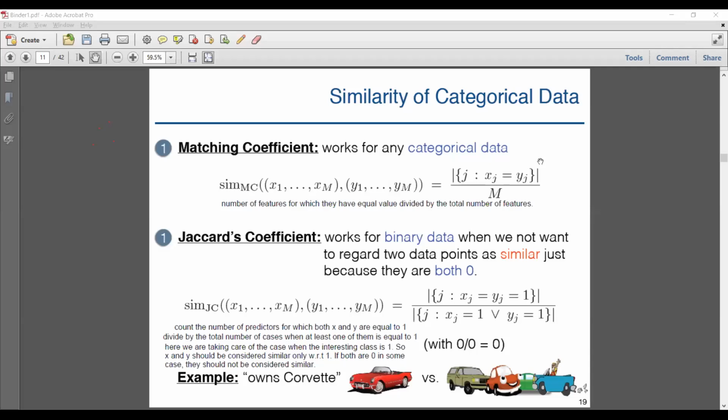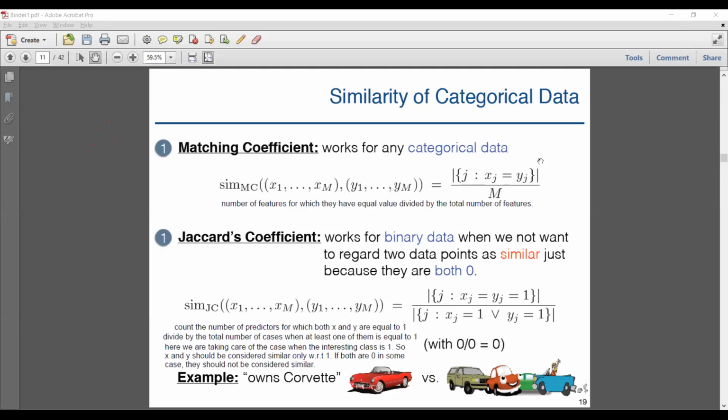So for example, let's say you have 100 different variables for each of those two observations, दो observations जिनका आपको आपस में distance या similarity measure करना है. Now, let's say out of those 100 variables, 15 variables have the same value for each of those two observations. ठीक है, 15 ऐसे हैं जिनमें same values आ रही हैं, and you have 100 total variables.